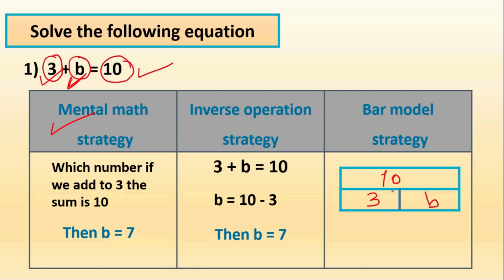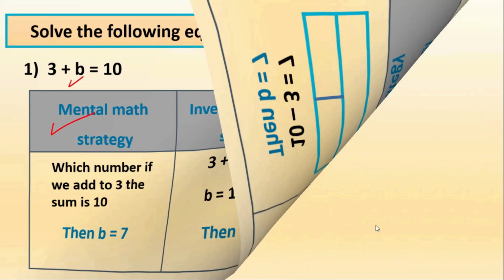And then subtract, up and down: 10 minus 3. 10 minus 3 equals 7. So you can use the bar model strategy to find the value of variable b. Now let's talk more about the bar model, because I prefer this method for solving equations. I'm sure you can solve any equation using a bar model because it's very easy.